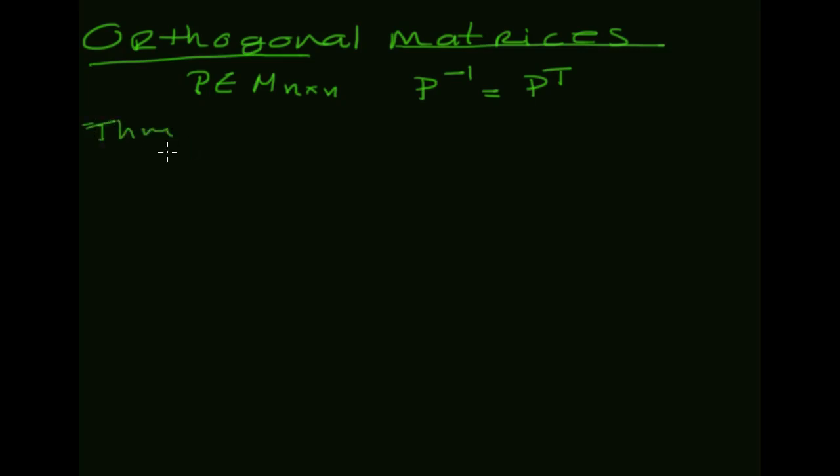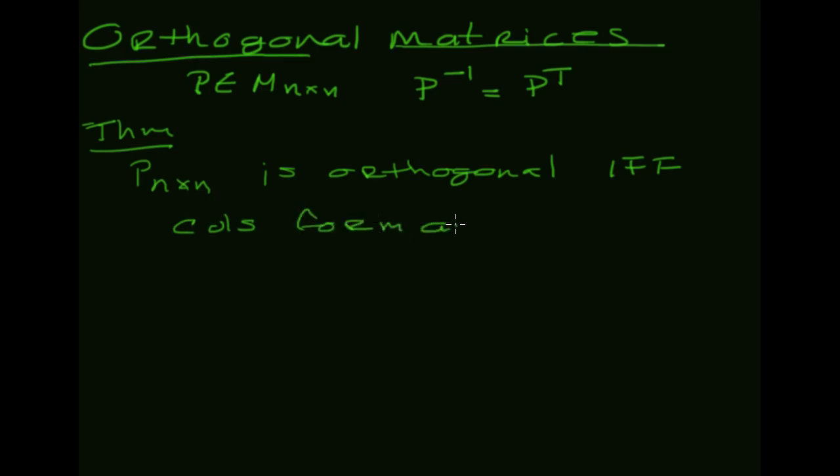We immediately get a theorem that says that P, which is an n by n matrix, is orthogonal if and only if its columns form an orthonormal set. Alright, so P is orthogonal if and only if the columns of the matrix form an orthonormal set.